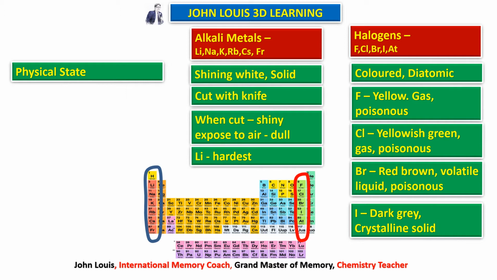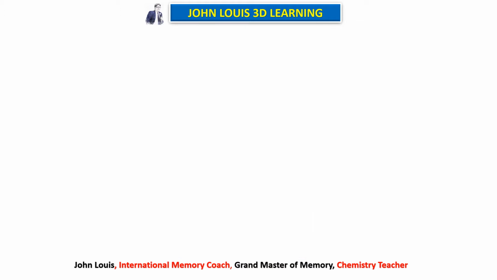Okay, see, alkali metals are shining white in color, whereas halogens all have different colors, and they are all not in the same physical state like alkali metals. Alkali metals are solids, but here fluorine and chlorine are gases, bromine is a liquid, whereas iodine is a solid. So we have to be very, very clear about all these physical states and colors. So let's move on to the third one.